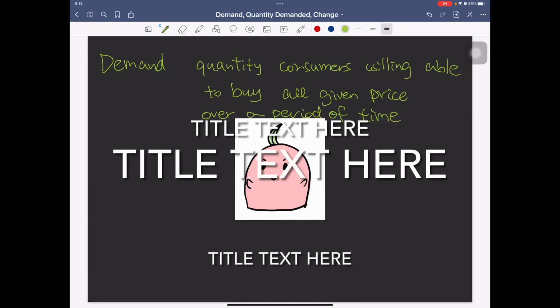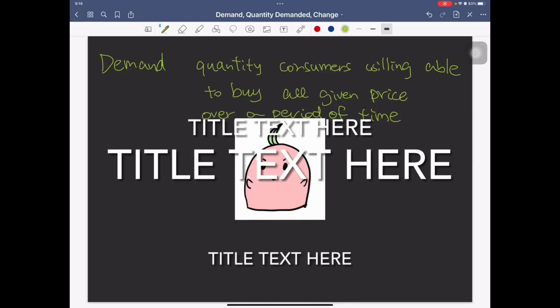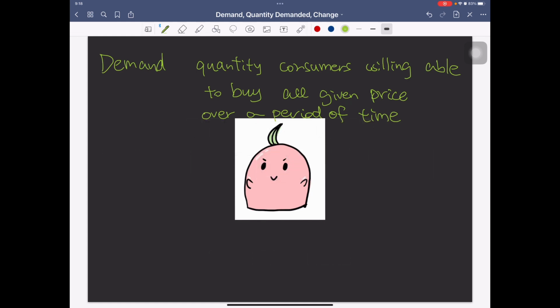In this video, we're going to discuss demand, quantity demanded, and the change in demand and change in quantity demanded. It is an important basic concept for the topic of demand and supply. So let's start. Demand refers to the quantities that consumers are willing and able to buy for a good at all given prices over a period of time.